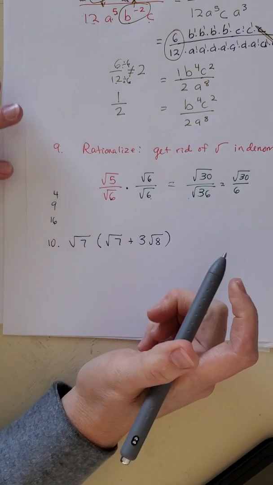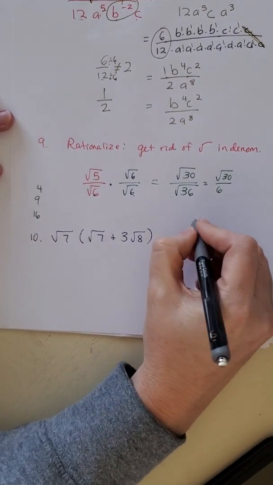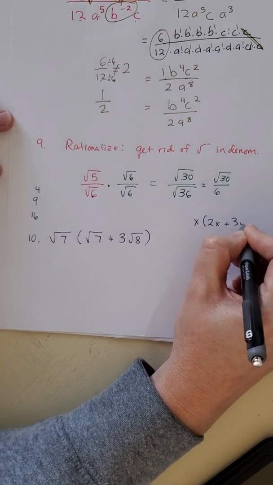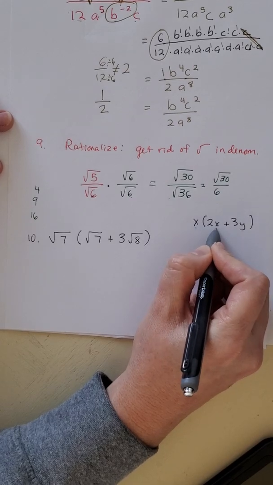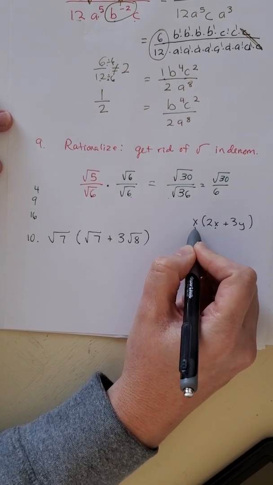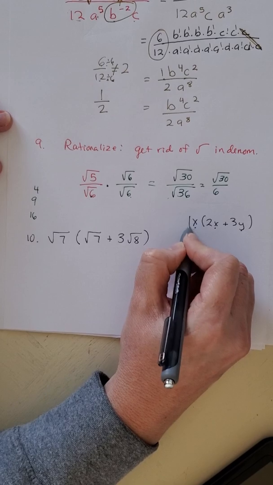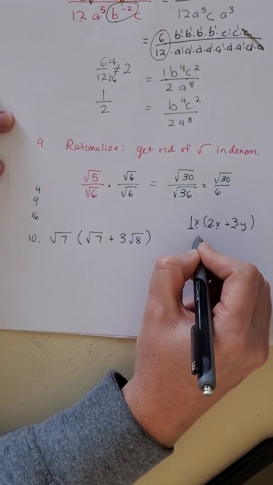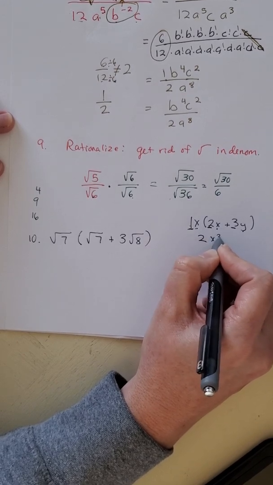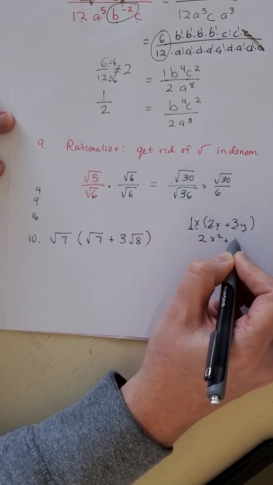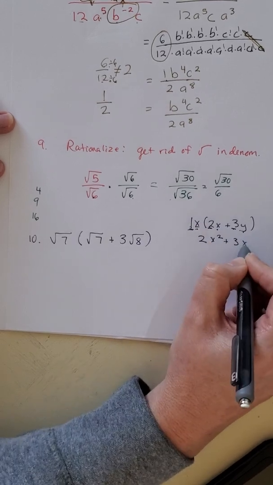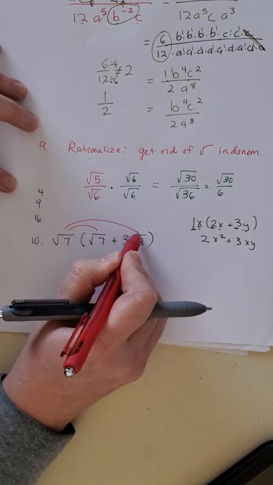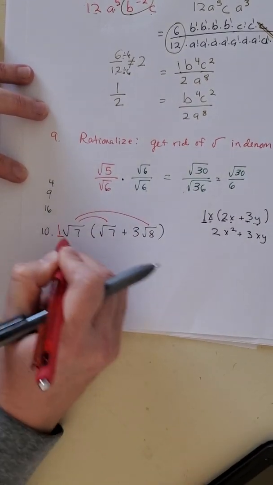All right, so just like when we multiply, for example, if we had x times 2x plus 3y, we would multiply x times x, we would multiply x times y, we would multiply coefficient to coefficient, and we would get 1 times 2 is 2, x times x is x squared, plus 1 times 3 is 3, x times y is xy. So we're going to do the same thing here. We're going to distribute through, and we're going to multiply coefficient to coefficient.